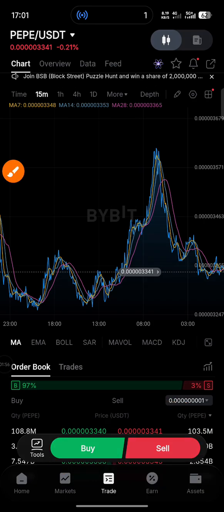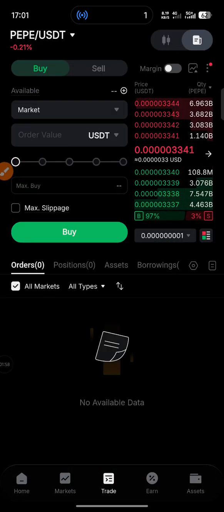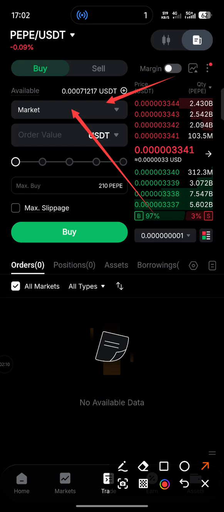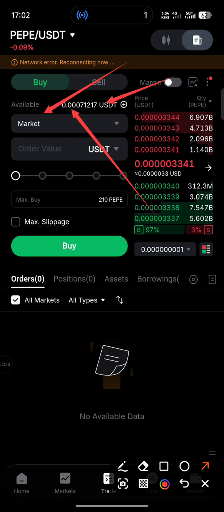Okay, so the next thing you need to do, don't forget we are trading with just 20 USD. When you click on buy and make your decision that you really want to buy, the next thing to check is this particular place. If it is written limit, then you change it to market. Here you change it to market, but if it is already market, you just let it be.